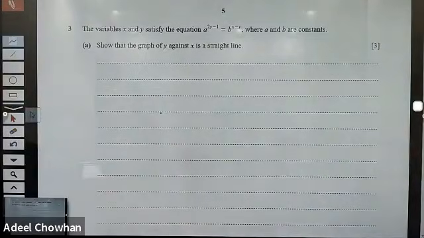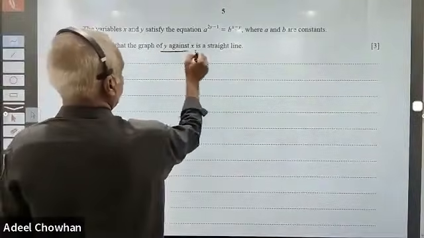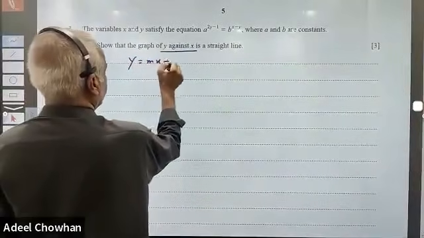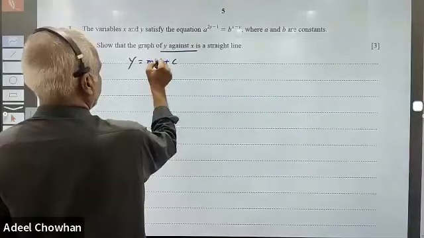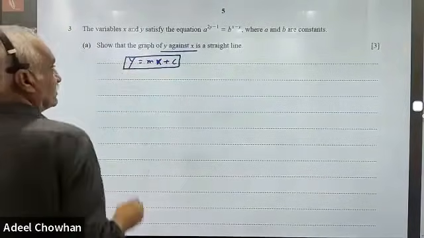Now, the variables x and y satisfy this equation: A power (2y minus 1) is equal to B power (x minus y), where A and B are constants. Show that the graph of y against x is a straight line. A straight line means that there is a linear equation y is equal to mx plus c. So this is the formation of the linear equation.